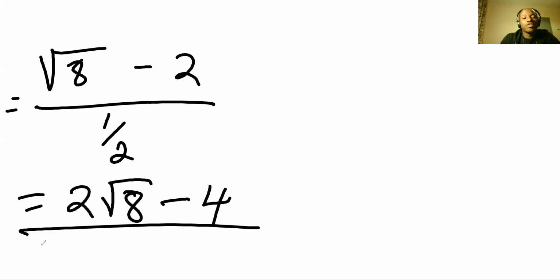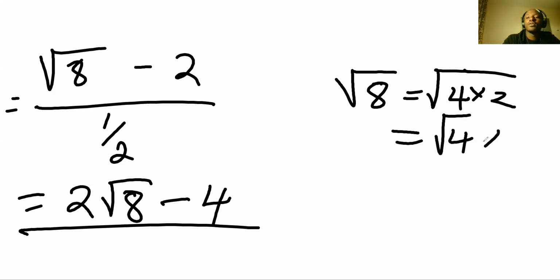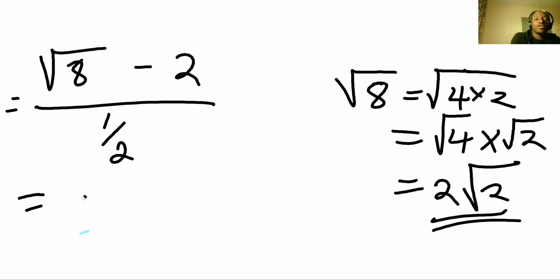But root 8 can be simplified further, don't stop there, because this one can be done better. Root 8 is just the same as root 4 times 2, which is the same as root 4 times root 2. So root 4 is 2. Root 2 is an irrational number, so you maintain it as a surd. Sorry for that. Let me just rub this step so that we include that.